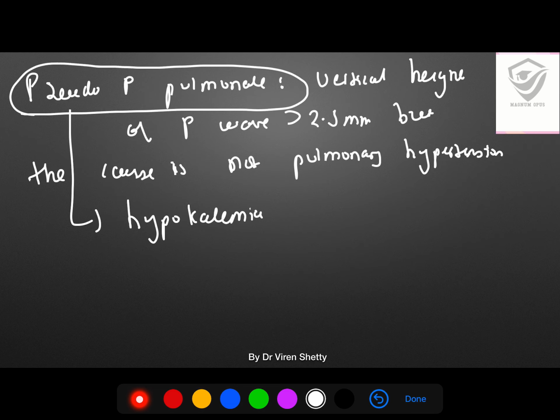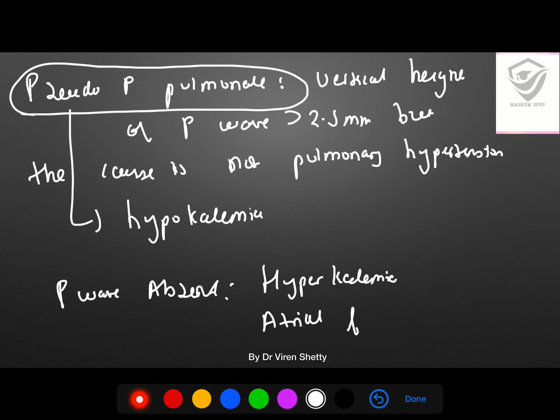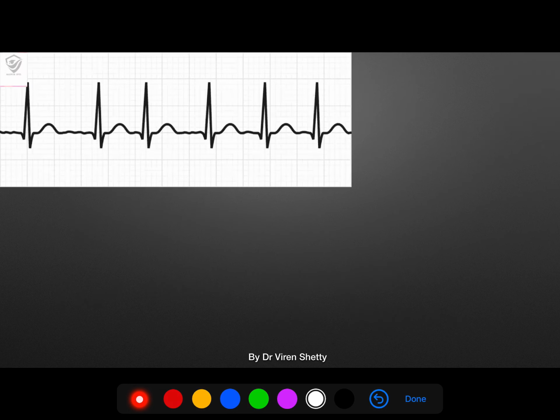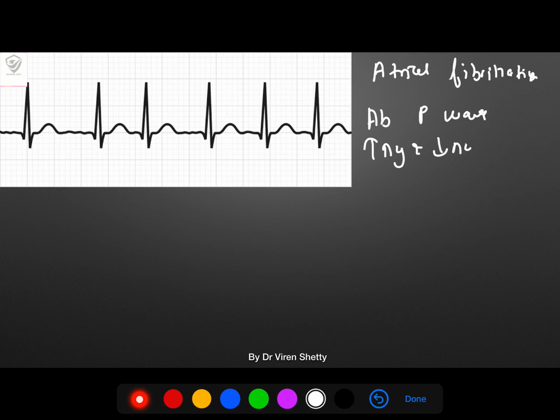You have to understand that the P wave is absent in a few conditions. One of those is hyperkalemia, and another important one is atrial fibrillation. So we'll understand atrial fibrillation now. In atrial fibrillation you have an absent P wave and you have an increasing and decreasing variation of the heart rate.